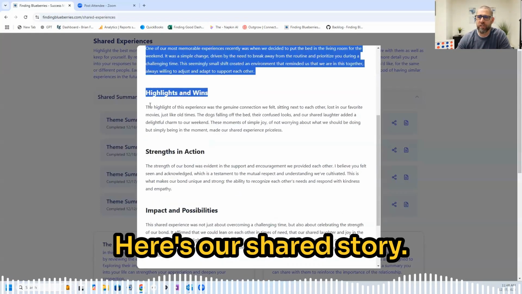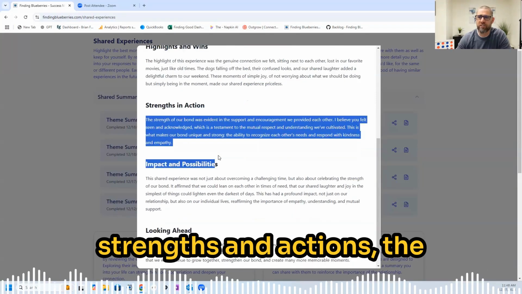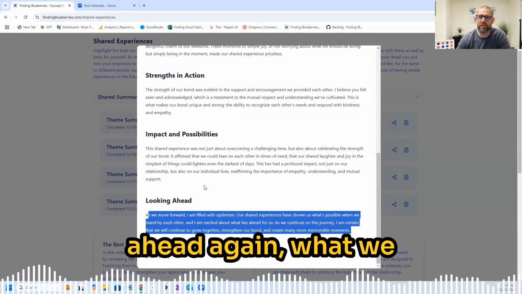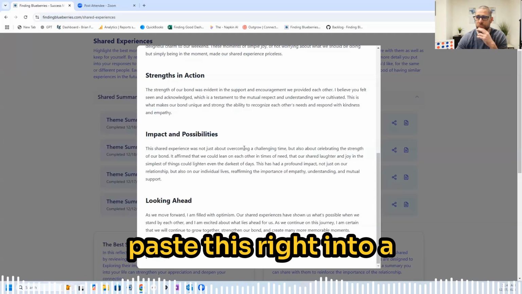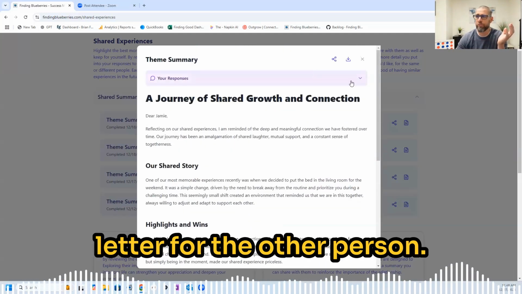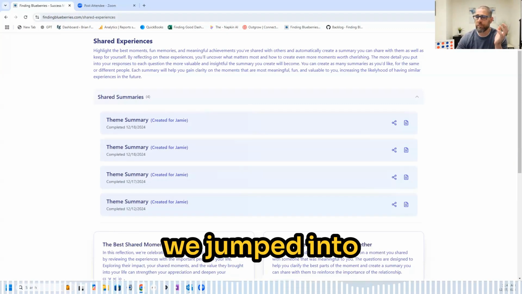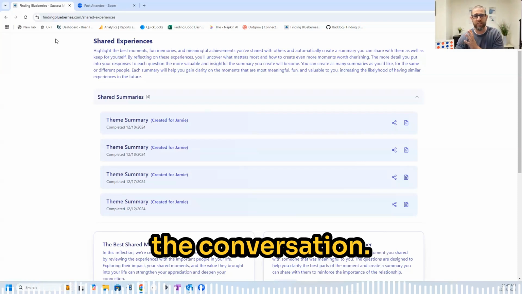Here's our shared story. Again, similar pattern: highlights and wins, our strengths and actions, the impact and possibilities, and then looking ahead, again, what we could do in the future. And this is designed so you can cut and paste this right into a letter for the other person. And as I stated just before we jumped into this section, this is designed to facilitate the conversation.